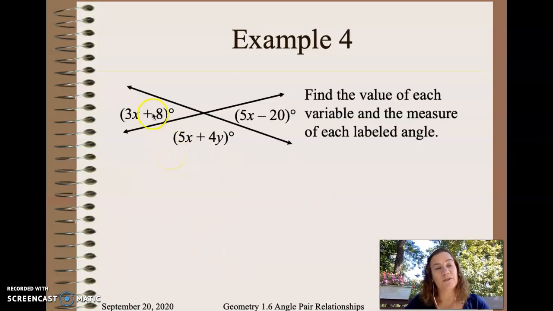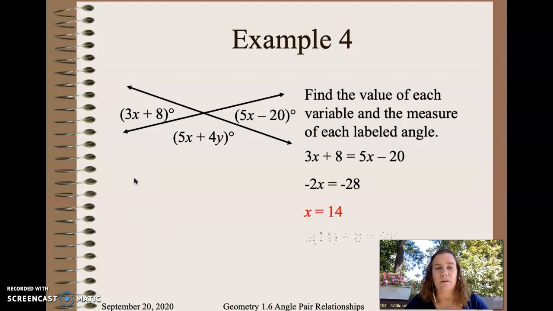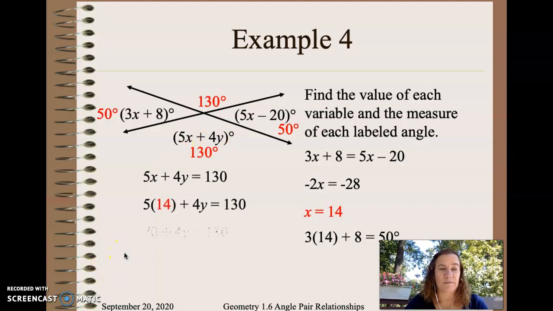What do we know here? Well, we could start here. We could say these two are a linear pair, but we've got one equation and two variables. Can't solve it. We could say that these two are a linear pair. Again, we've got two variables. Can't solve it. How about if we start here? We've got vertical angles are congruent. We solve for x, plug it in. We get our angle to be 50. Then, knowing that this is a linear pair, this one is 130. We know that this angle is also 130. We can now solve for y.